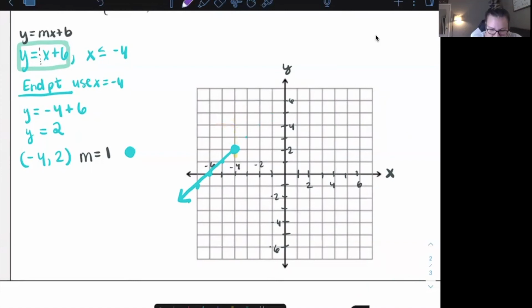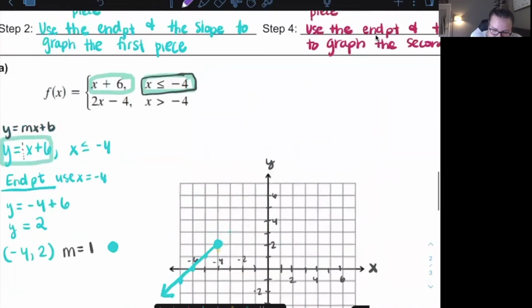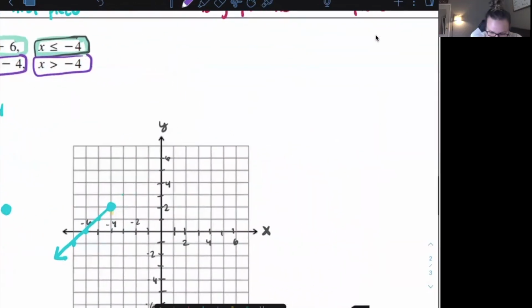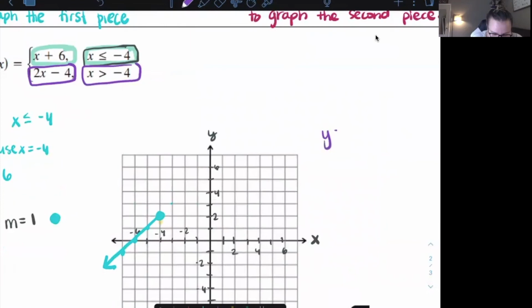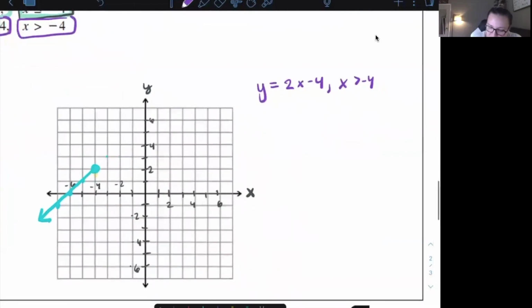Okay, now let's do the second part. So 2x minus 4 for x is greater than -4. I'm going to show my work over here. So y would be equal to 2x minus 4 for x is greater than -4. All right, we're going to find our endpoint. And to find that endpoint, we're going to use x equals -4, because our restriction is x is greater than -4. So whatever that restriction is, we want to use that in our equation to find y.